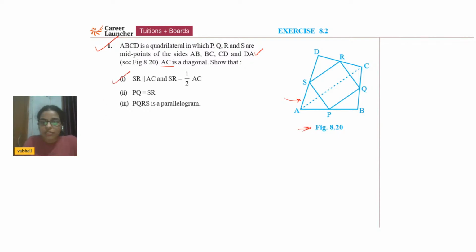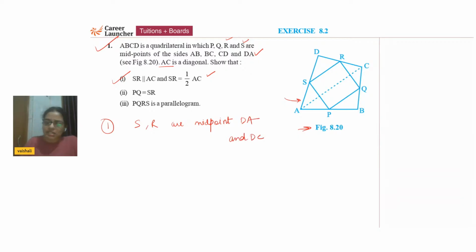So looking at the first point, we need to show that SR is parallel to AC and SR is half of AC. So focus on the first point, that can I say that S and R are midpoints of what? यह तो मुझे given है इसी question में that S and R are the midpoints of DA and DC respectively.